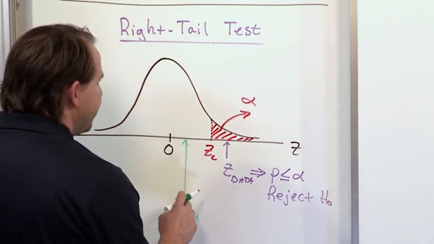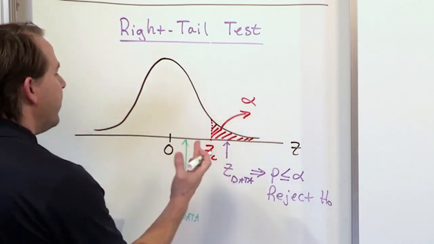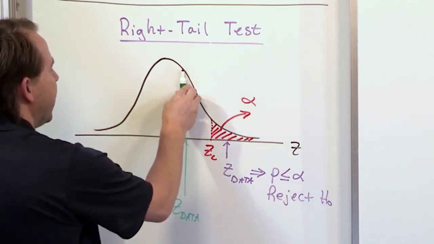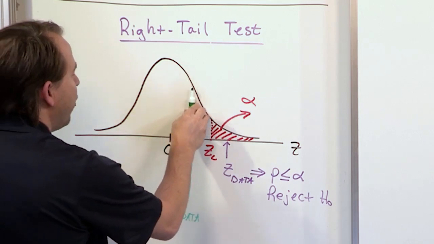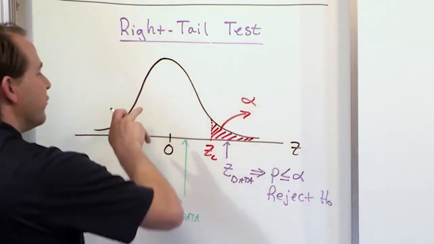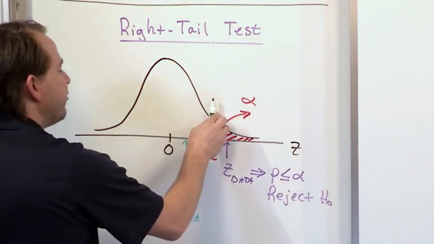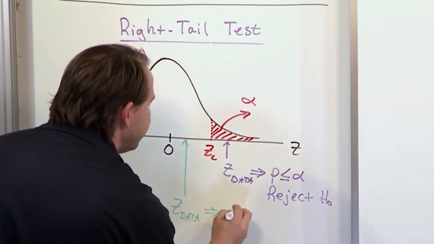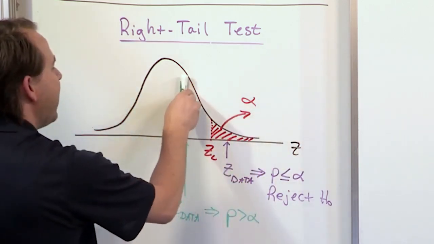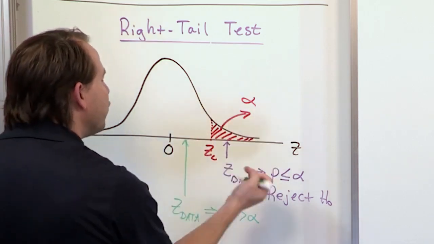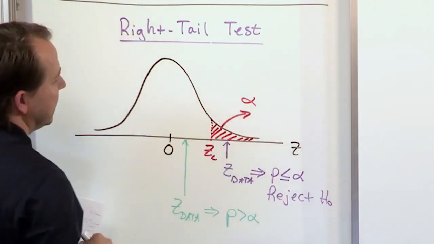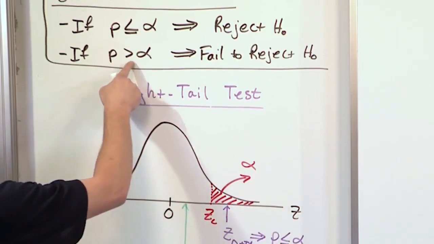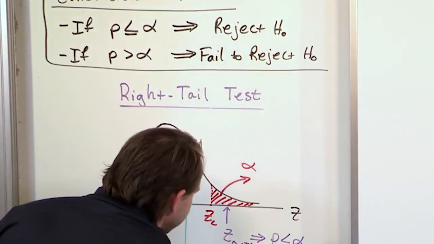Now, if the data did fall here, what would be the p-value? I would draw a dotted line up from this value of z, and the p-value would be shaded all the way to the right, in the direction of my test, more extreme than my data here. So in this case, p would be greater than alpha, because the area from my data to the right would be greater than the level of significance alpha. Because p is greater than alpha, I would fail to reject.